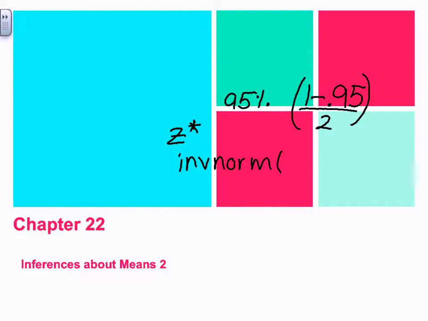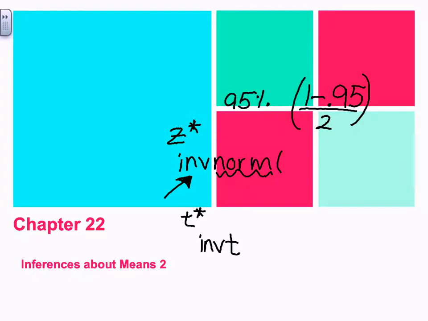Okay, so with our T critical value, it's very, very similar. But the problem is we're obviously not going to use inverse norm because inverse norm suggests that it's a normal distribution, and we don't have a normal distribution. We have a T distribution. So in order for us to find our T critical value, we're actually going to use inverse T.